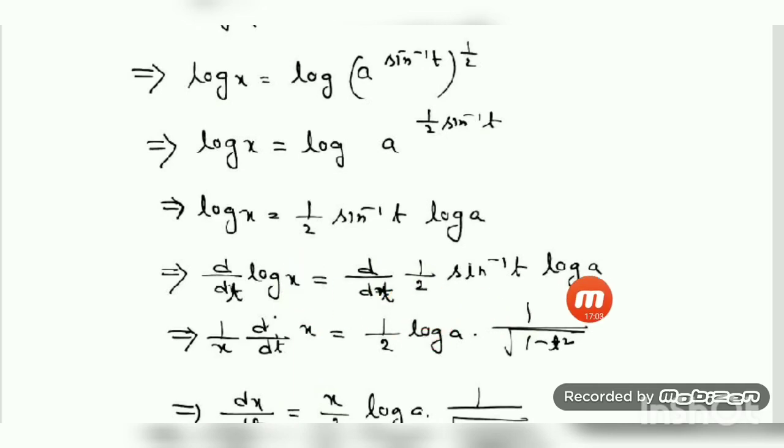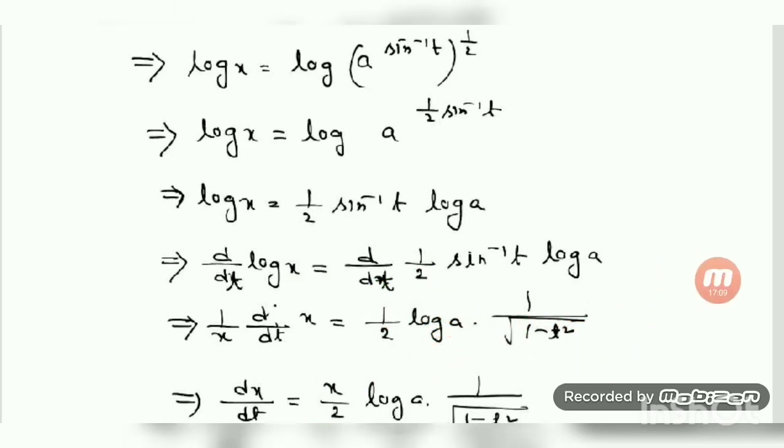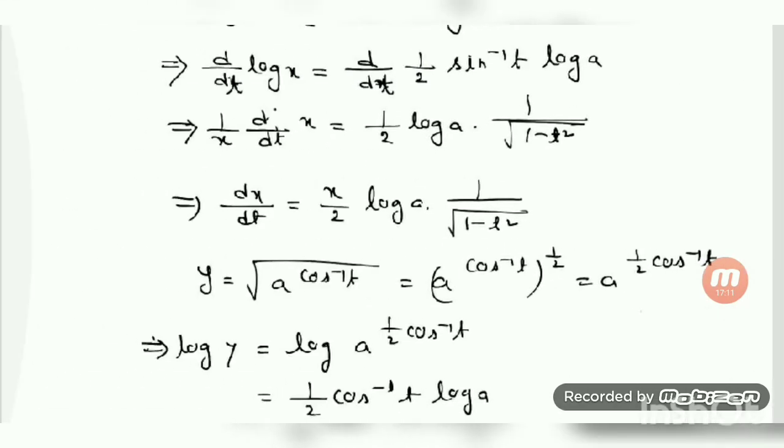Here the constant is half log of a, it will come out. d/dt of sin inverse of t is 1 by under root of 1 minus t square. So dx/dt is equal to x, brought to the right side, x by 2 log of a under root of 1 minus t square. Here I don't have to change x, because in your answer you have to write x as x. I have not used the value of x here, just keep it as it is. Now go to y.